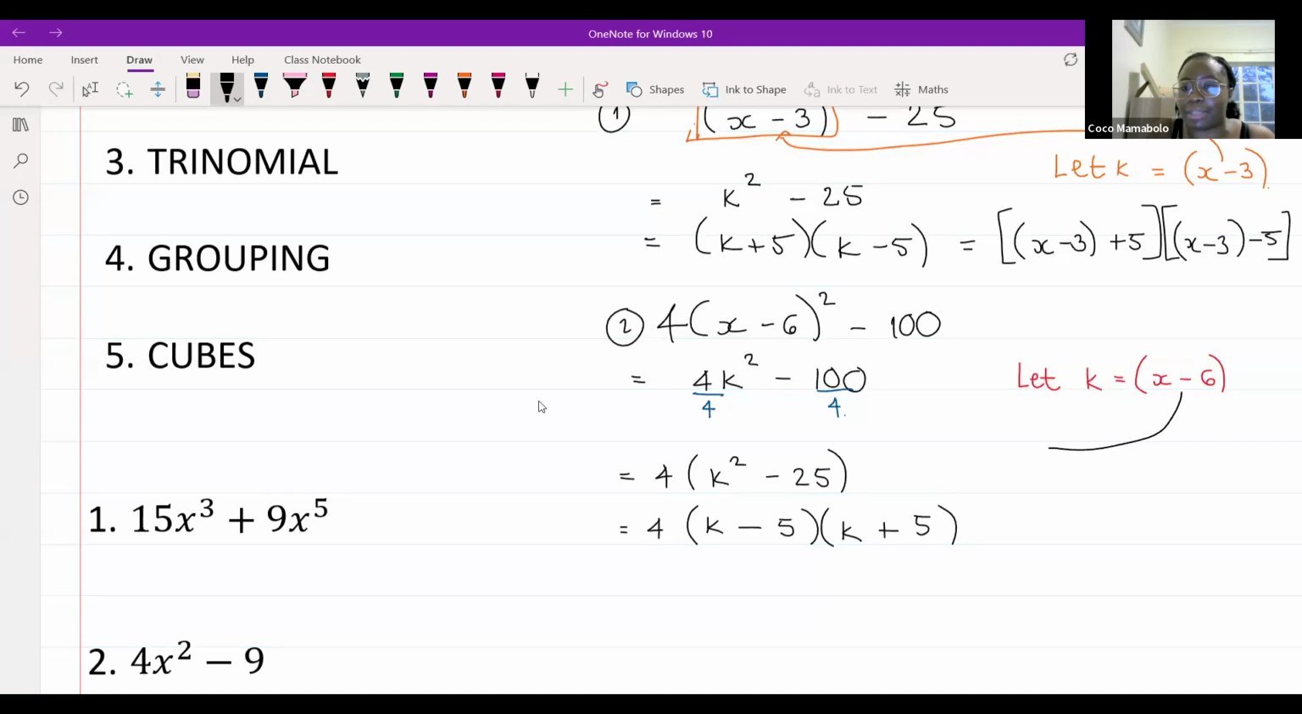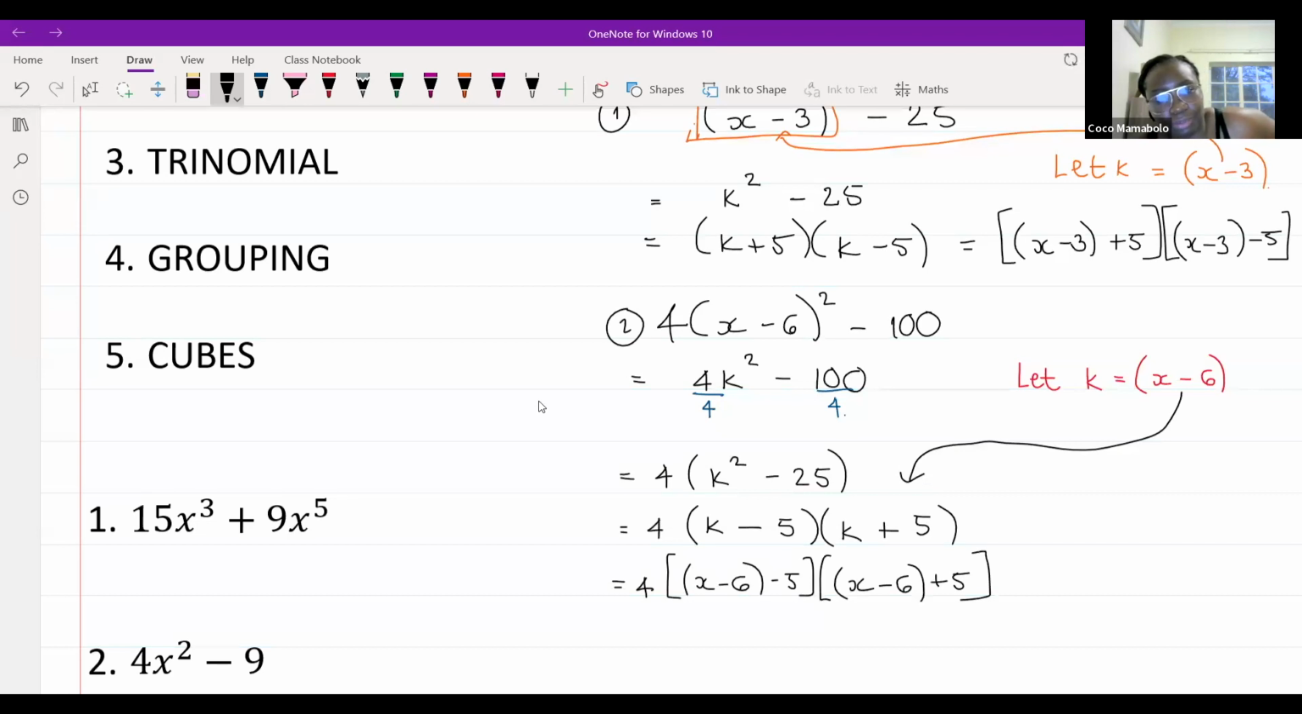So we now have to take that x minus 6, bring it back, and replace it. So I'm then going to have 4 on the outside, and then I'm going to open a big bracket, small bracket for k, x minus 6 minus 5, close the big bracket, open another big bracket, open a small bracket, x minus 6 plus 5, close big bracket. Okay. All right. That's where I'm going to end today's lesson.